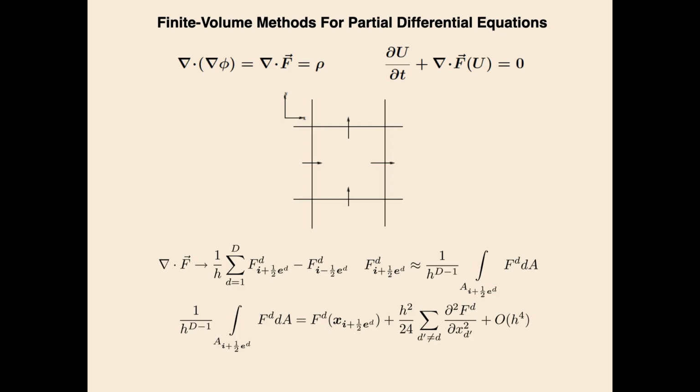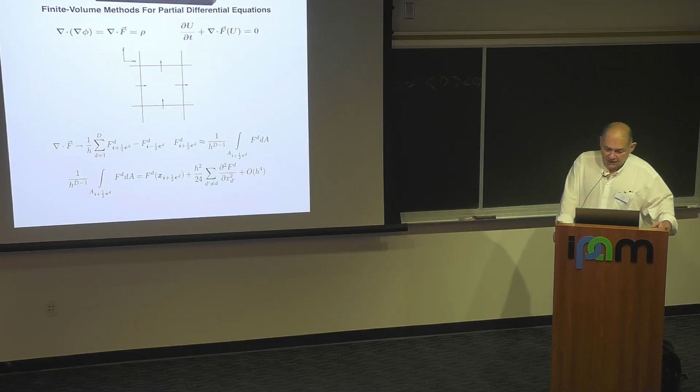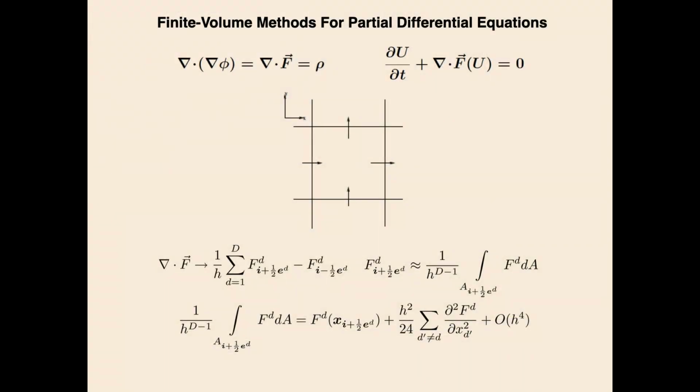So here you have Poisson's equation written in divergence form. Divergence of some flux vector is equal to a right-hand side. In this case, the flux vector is given by the gradient of the scalar field, the potential. For time-dependent problems, typically the time derivative of your primary unknowns, u, plus the divergence of a flux function F is equal to 0. So those are the PDEs you're solving.